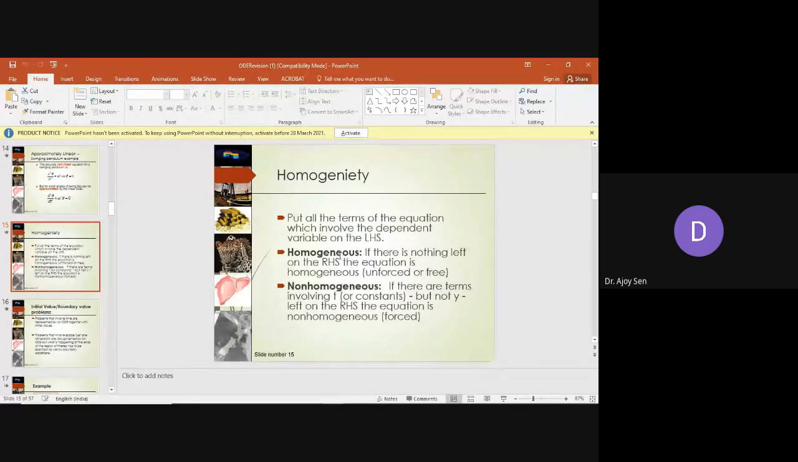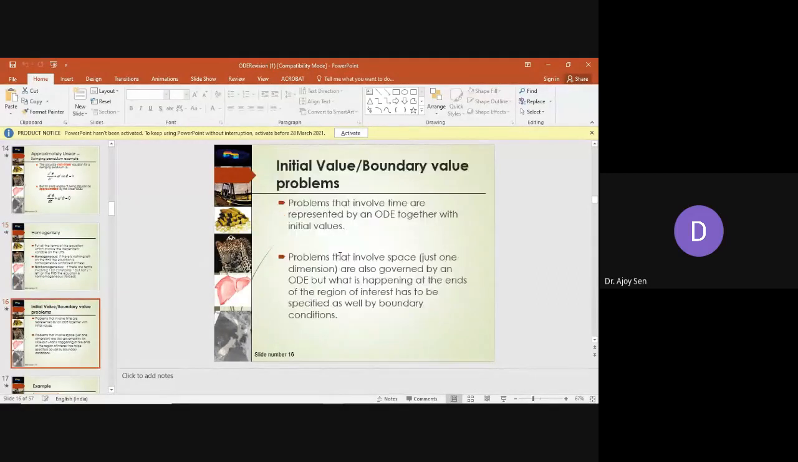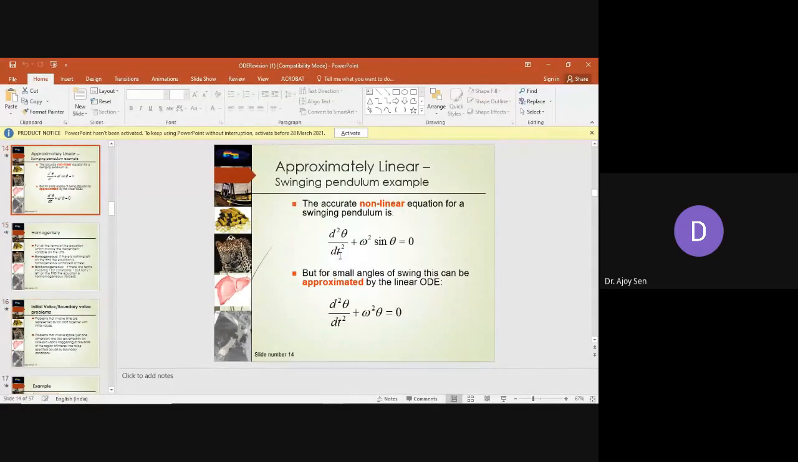So this homogeneity part is, I think, very clear. For example, if you check, this type of equation is homogeneous, but if this zero is not there and it contains some function of t, then it becomes non-homogeneous. Okay.